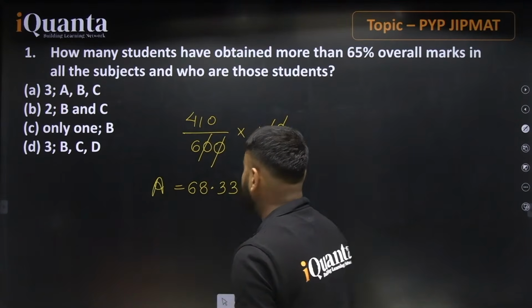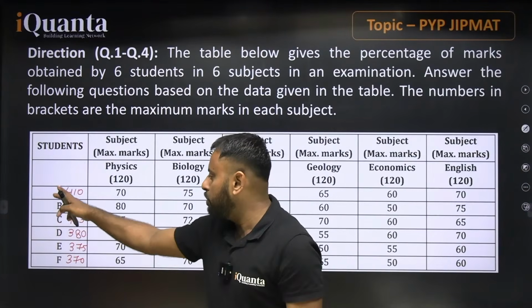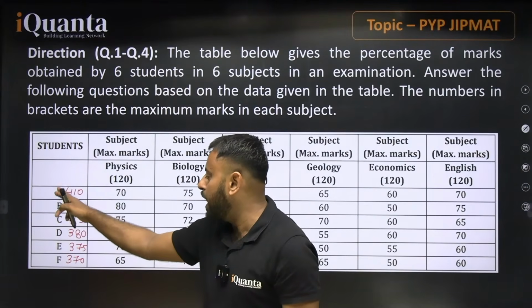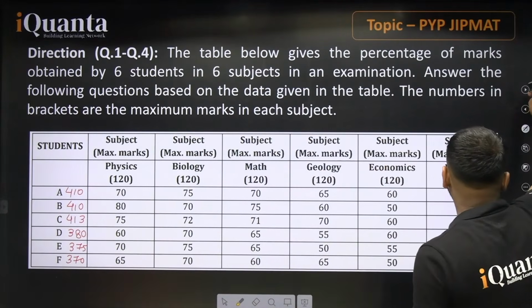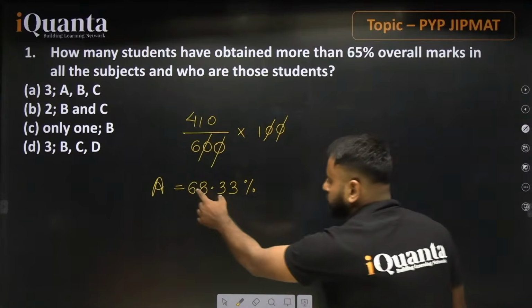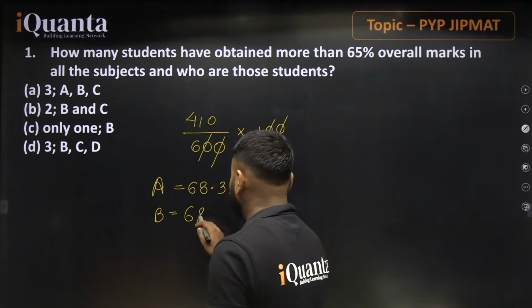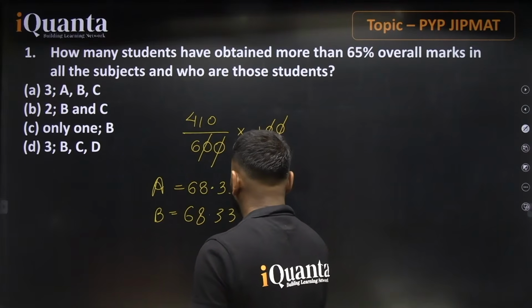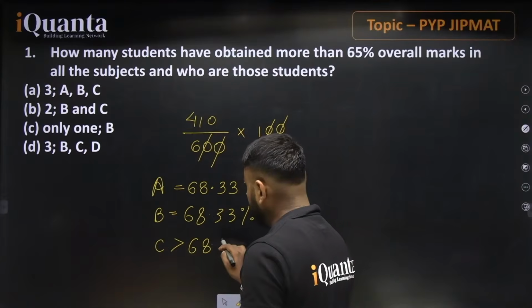By A. Similarly, if we talk about the portion here, we know that the sum of A and B remains the same. So it means that A and B both will secure the same marks. It means that 68.33% is of B as well. Now let's talk about C. Here we know that C is also greater than 68.33%.